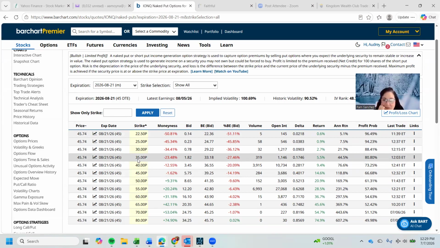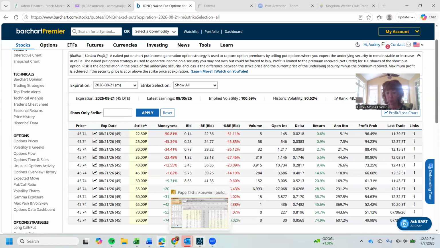So what are you risking for that, Audrey? Like if you would get assigned it, what are you going to have to pay? Where do you find that number? So if I sell the 35 strike, then I am risking $3,500 worth of stock. I would get assigned that stock at $35 times 100, because there's 100 shares in each contract. So if I do one contract, it's $3,500. And I'll show you that in a minute. So we have 35 on 8/21.